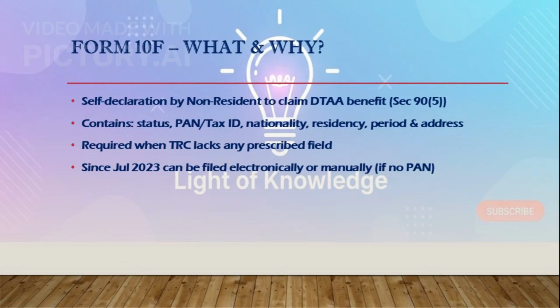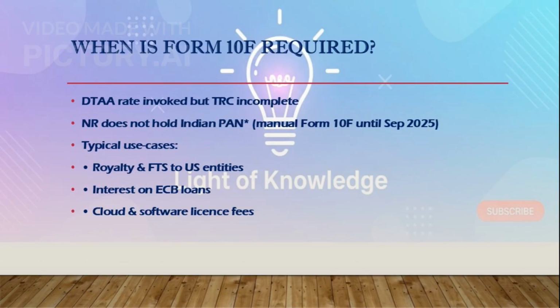TRC is issued by the payee's home tax authority but often omits particulars like tax identification number. Form 10F bridges that gap so that the Indian payer can apply DTAA rates confidently. CBDT extended manual 10F filing for non-PAN holders till the 30th of September 2025. After that, electronic filing with PAN is expected to be mandatory.